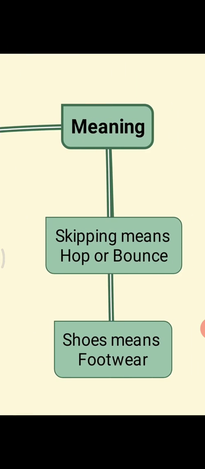Now, let's come to know what is the meaning of skipping shoes. Skipping means hop or bounce or move along lightly, or stepping from one foot to the other with a hop or bounce. And shoes means, as you all know, footwear. So the skipping shoes are the shoes which can hop or bounce.